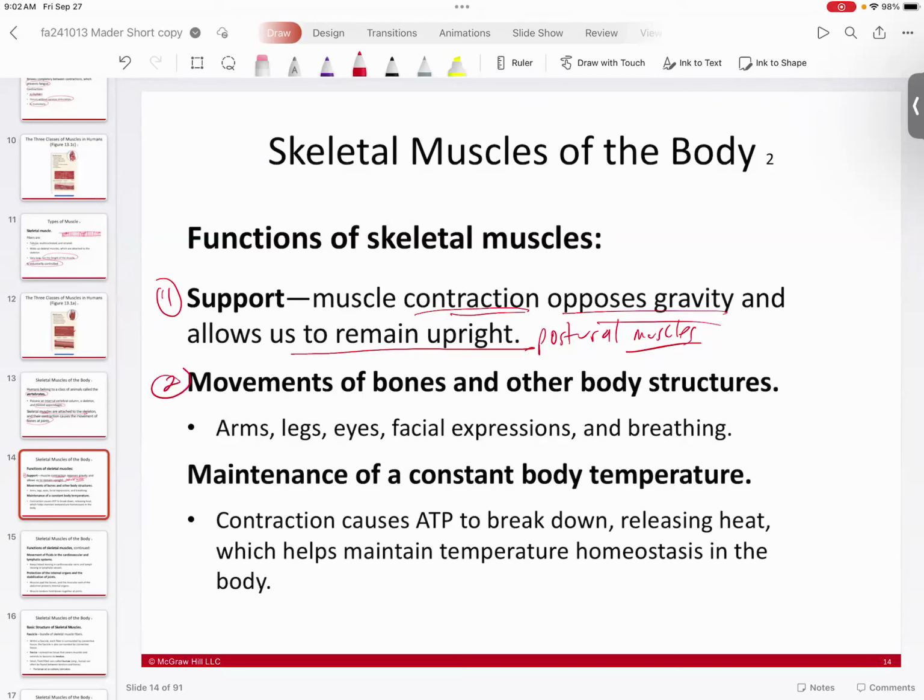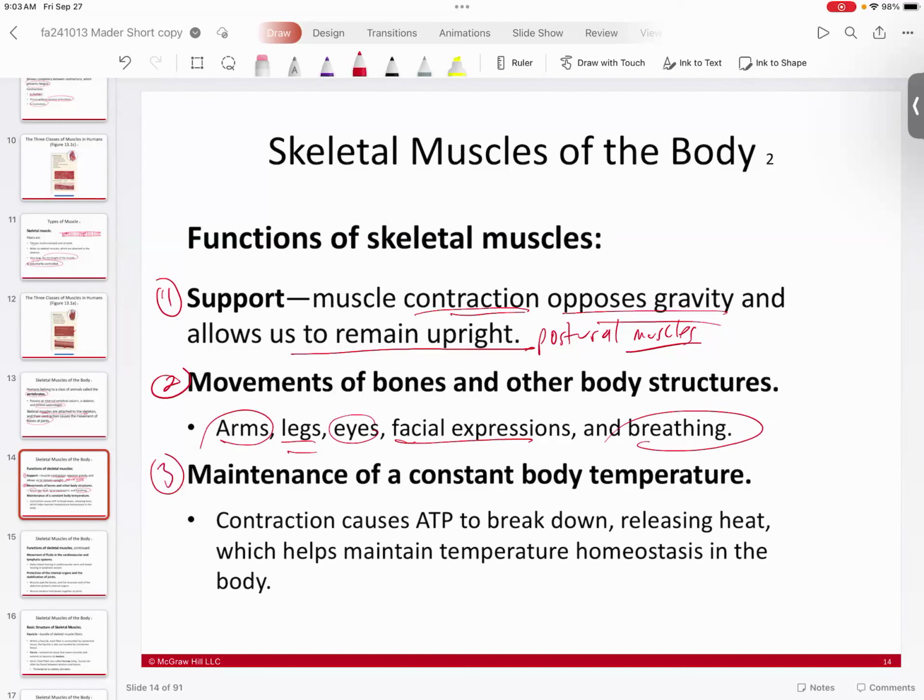The other one is, of course, the movement of bones, the ambulation, basically moving everything. So if you move your arms around, your legs, your eyes, your facial expressions, your breathing, these are all parts of movements that you need to do from day to day. And those are all driven by your skeletal muscles.